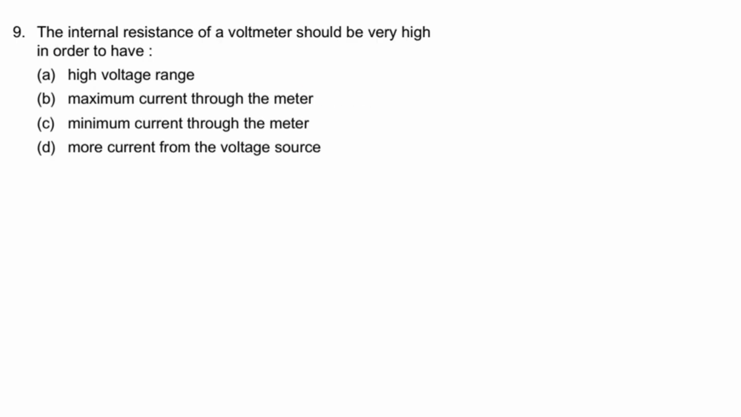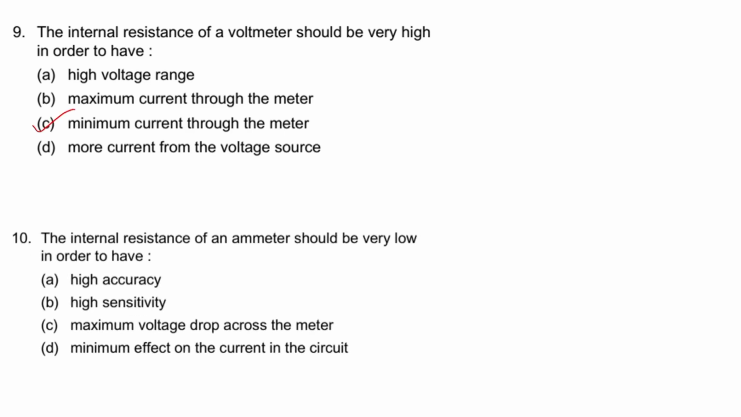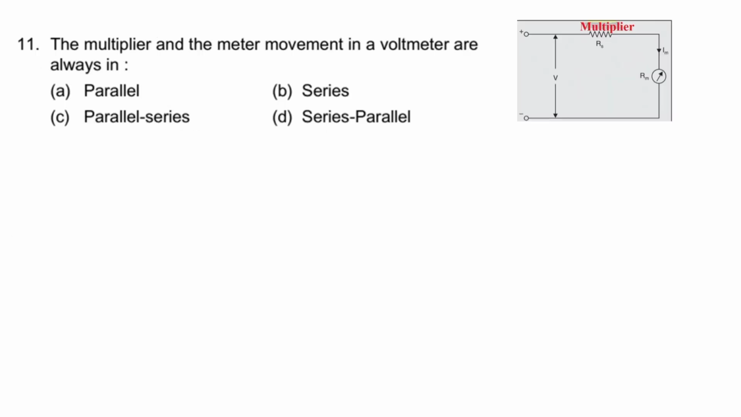Next, the internal resistance of a voltmeter should be very high in order to have minimum current through the meter. Because this is a voltmeter, there should be minimum current through the meter, then only it will give a correct voltage. Next, the internal resistance of the ammeter should be very low in order to have minimum effect on the current in the circuit. Option D is correct.